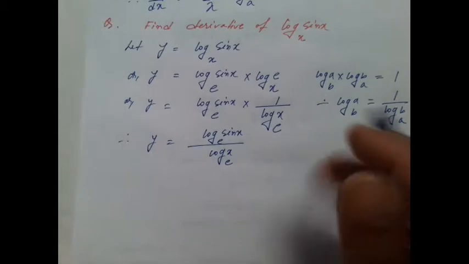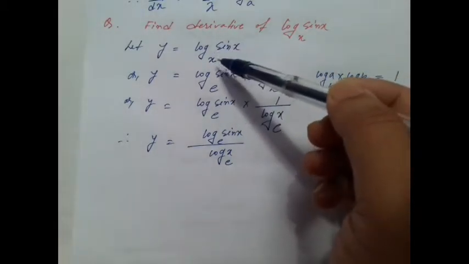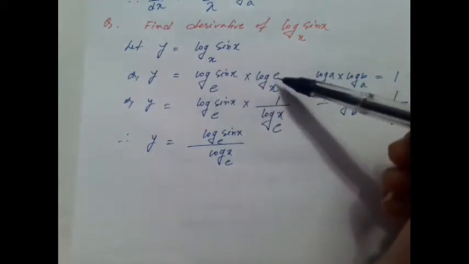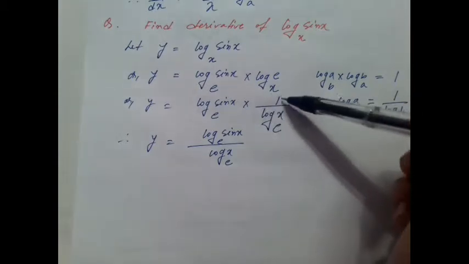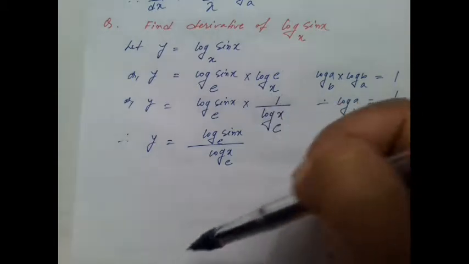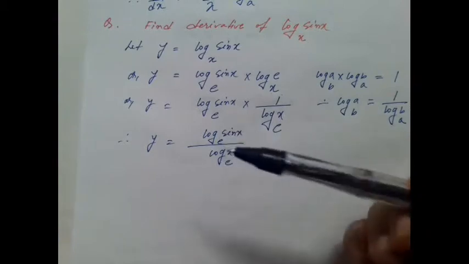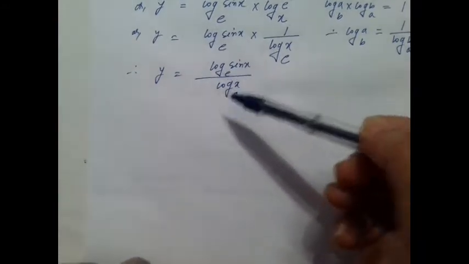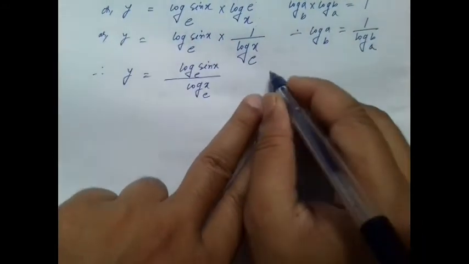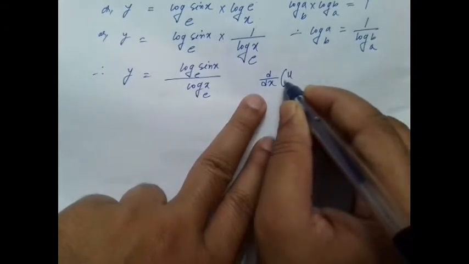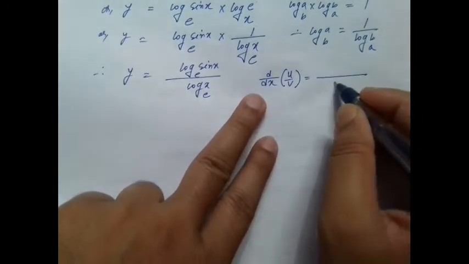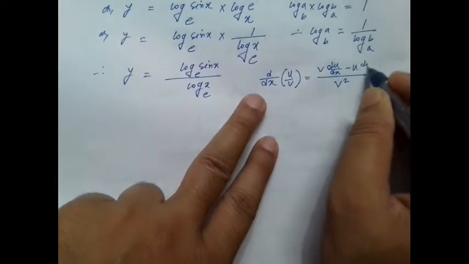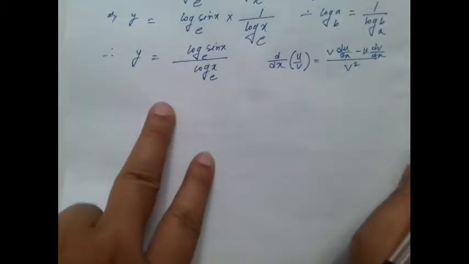Okay, let me see it once again. At first we have log of sin x to the base x, so to change the base we have taken log sin x to the base e into log e to the base x, and later we take the inverse of this, then we get 1 by log x to the base e, and now finally a into 1 by b means a by b, so we got y as u by v. Now we have to apply the formula for u by v. As you know, the derivative of u by v is given by v square, then v du/dx minus u dv/dx. So we'll just use this formula.